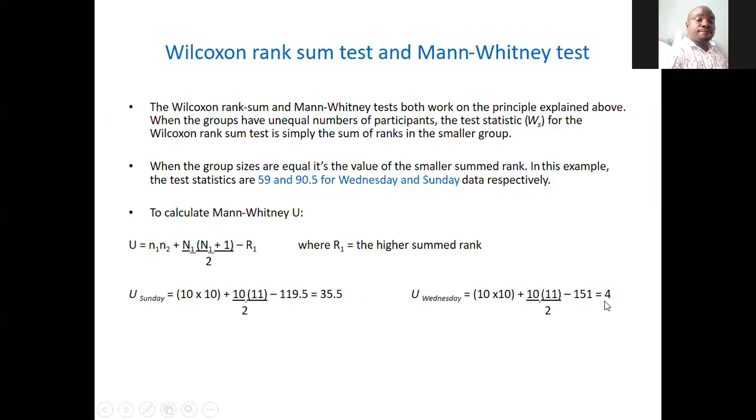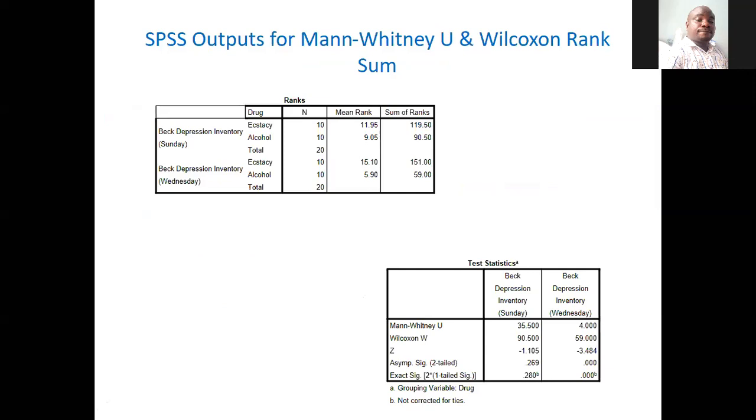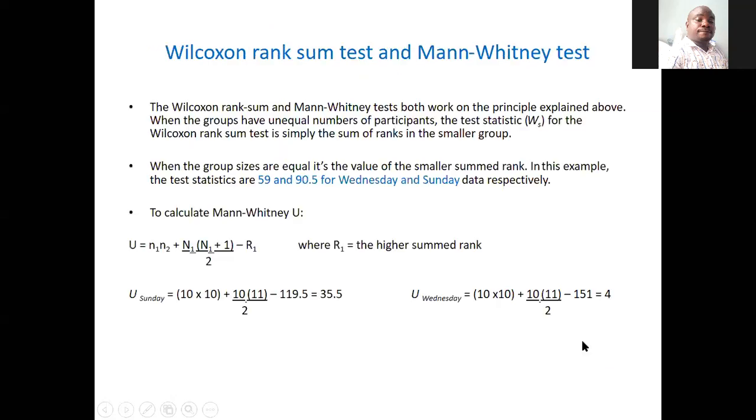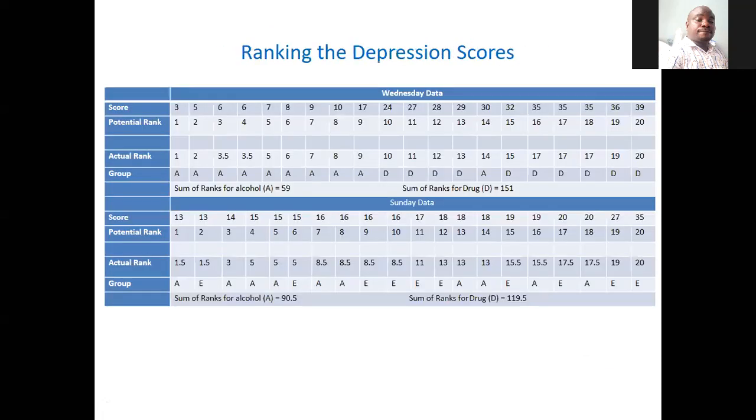The corresponding statistic for Wednesday is 4. For Sunday the Mann-Whitney U is 35.5. Look at it so that it doesn't confuse you when you are running it with SPSS. Where this is Sunday, the Mann-Whitney U is 35.5 and the Wilcoxon is 19.5. For Wednesday, the Mann-Whitney U is 4 and the Wilcoxon is 59. It's the same thing. You can use your hand to calculate here on the table.